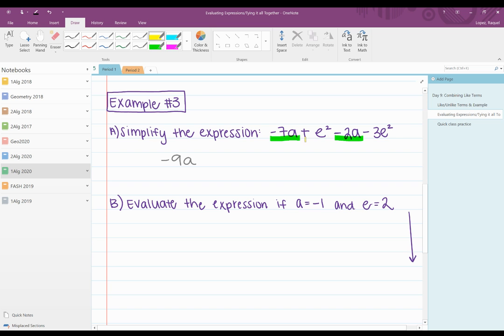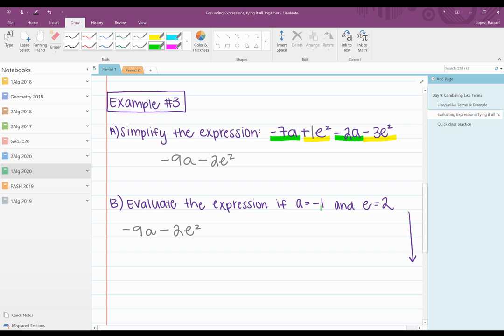And then I'm going to look at my e squareds. I've got e squared and negative 3e squared. Oh, but there's no number in front of my e. When there's no number in front, that's just really saying I have 1 e squared. So 1 e squared minus 3e squared is going to give us negative 2e squared. And that's my simplified expression. So I'm going to copy that down here: negative 9a minus 2e squared.